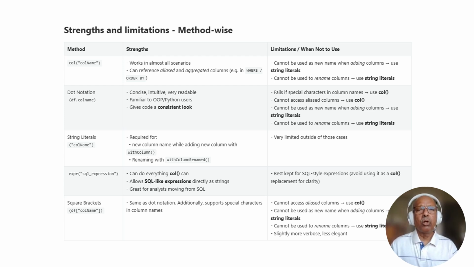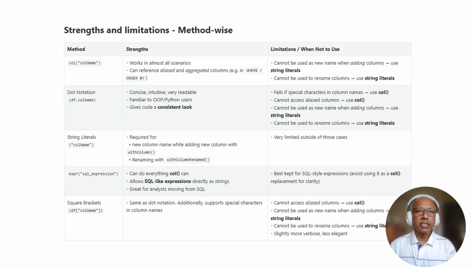Next, dot notation. It is concise, intuitive to write, and easy to read. In my view, it gives code a consistent look as well. However, it doesn't support special characters in column names. It doesn't support accessing aliased column names. In those cases, we could use column function.